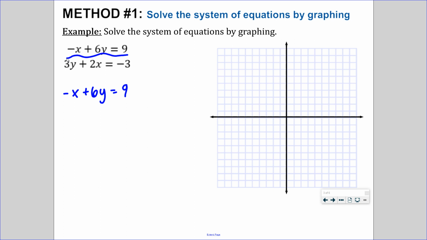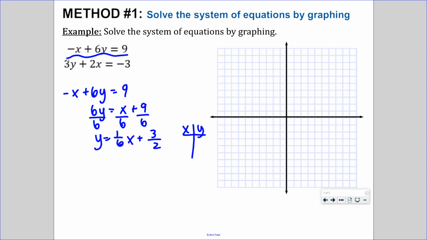So I solved this one for y. I'm putting it in slope-intercept form. So add x, divide by 6. Okay, I don't get the nicest equation. It just has fractions. But we want to try and get exact points here because we're looking for a point where they intersect. So I would plug numbers in until you find a whole number point where these cross.